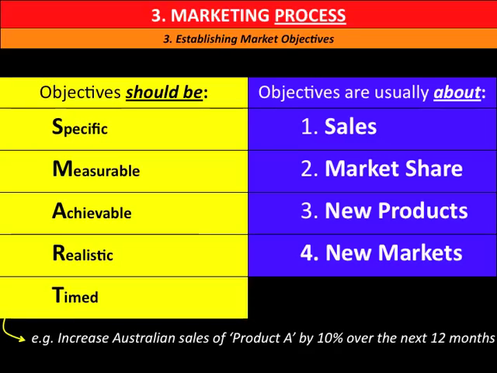The idea of having new products and new markets could be a goal like introducing this new product to this new market by October next year or something like that. So these are market objectives that the business is going to have, and those are the things that they're usually about.